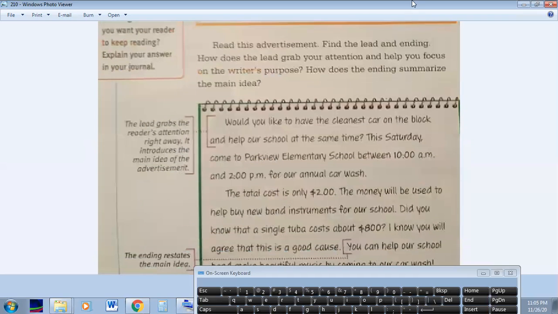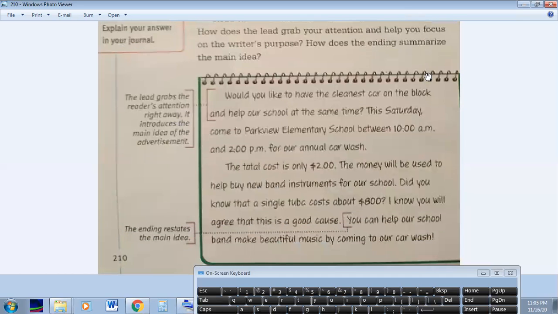Here at the bottom, we are on page 210 in the language arts textbook. If you want to take your book out, I believe you can see this well enough to look with me here. Would you like to have the cleanest car on the block and help our school at the same time? The sentence here is interesting. It's kind of like, well, it says an advertisement. To me, it's like a commercial on TV.